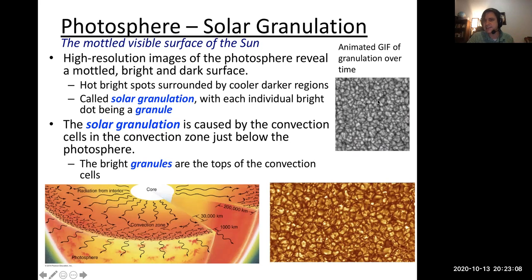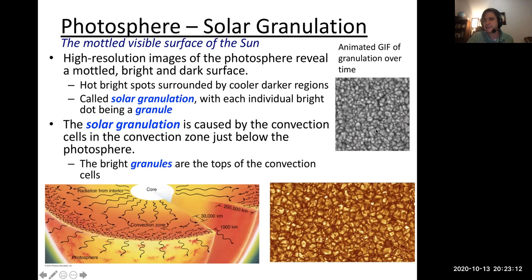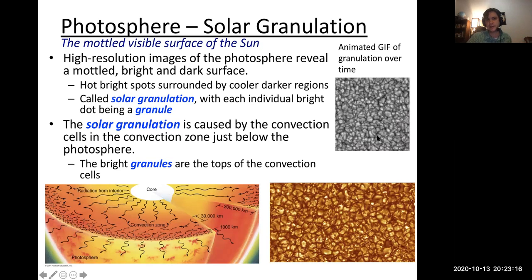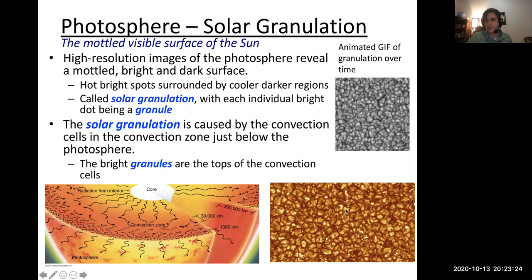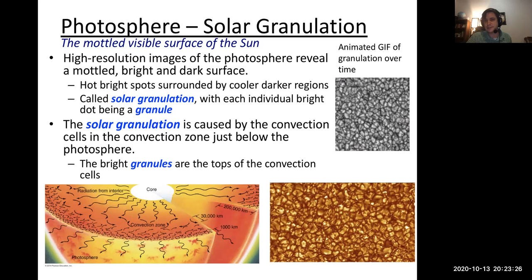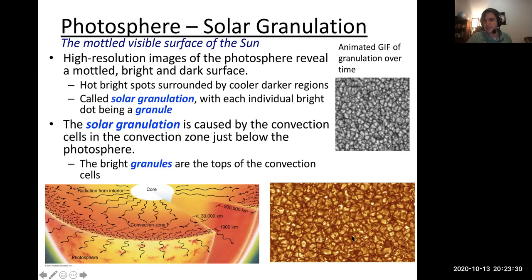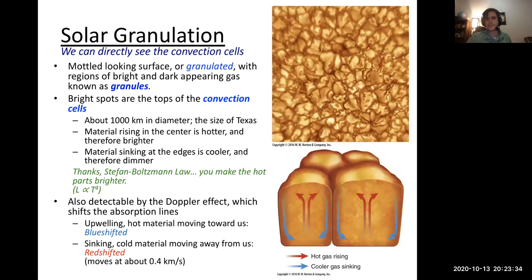And yes, you can see that they change over time. This is an animation of the convective cells on the surface of the sun, these solar granules, as we call them. The granules are bright because we're seeing the top of the convective cells where the hot material is coming up, and they're dark on the edges because that's where the cooler material is sinking. So we have this granulated surface.